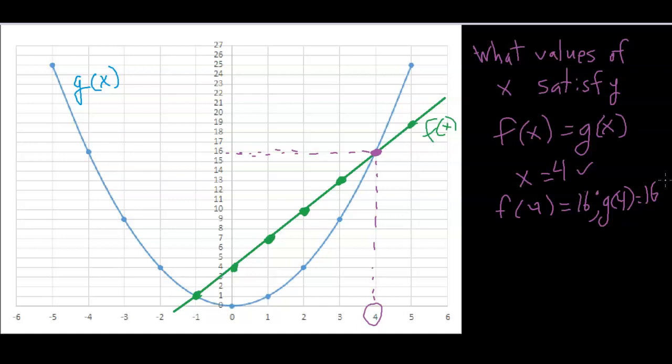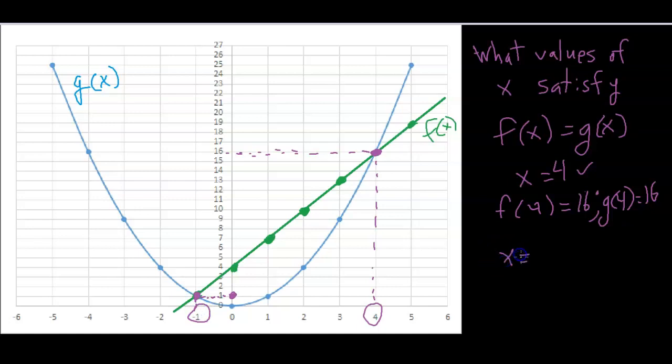There's another point in which they intersect, right? Right here. At this point here, g of x and f of x are equal to each other. Okay, what is the value of f of x and g of x at this point? Let's look at the corresponding y value. Their output is positive 1. And what is their input to produce that output? Let's look down to the x-axis. It is negative 1, right?